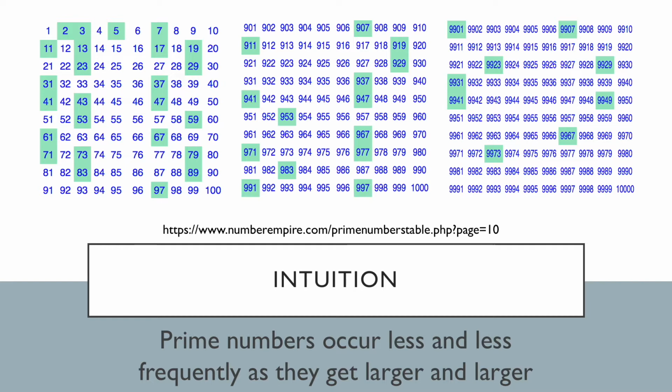This makes intuitive sense if you consider that in the range from 1 to 100, 25 prime numbers occur, as seen on the left and highlighted in green. But in the range from 901 to 1000, as seen in the middle, only 14 prime numbers occur, and in the range from 9901 to 10,000, as seen on the far right, a mere 9 prime numbers occur. Even though the length of the ranges that we're considering stay the same, the number of prime numbers occurring in each range is decreasing as we consider larger and larger numbers.